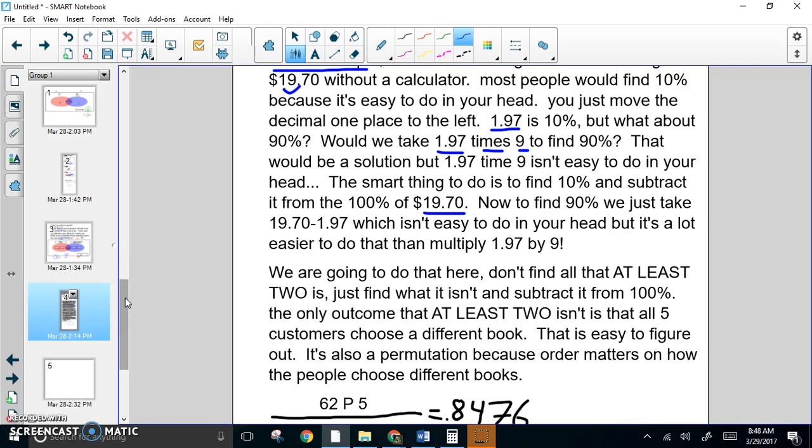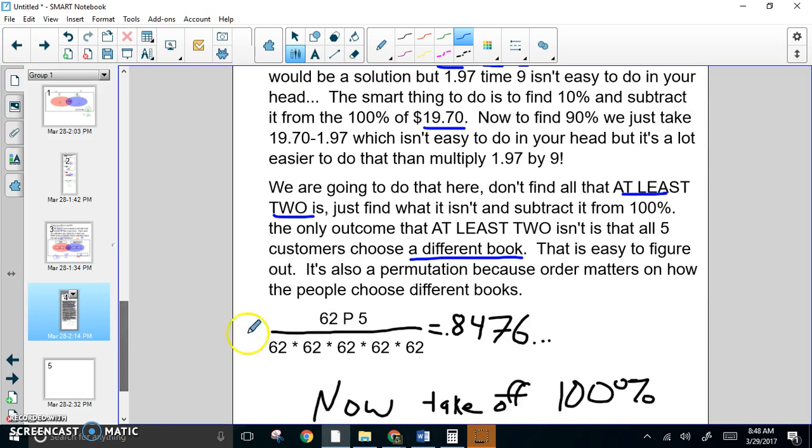This is very similar in the way you do it. Don't find all that at least 2 is. Just find what it isn't and subtract it from 100%. The only outcome that isn't at least 2 is that all 5 customers choose a different style. So all 5 customers pick styles that are different. That's easy to do because you did that in the last lesson, permutations. You just do a permutation.